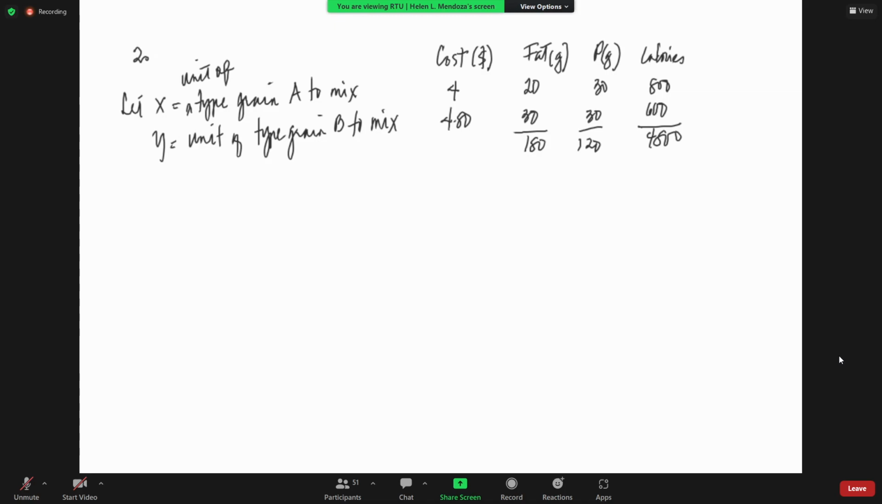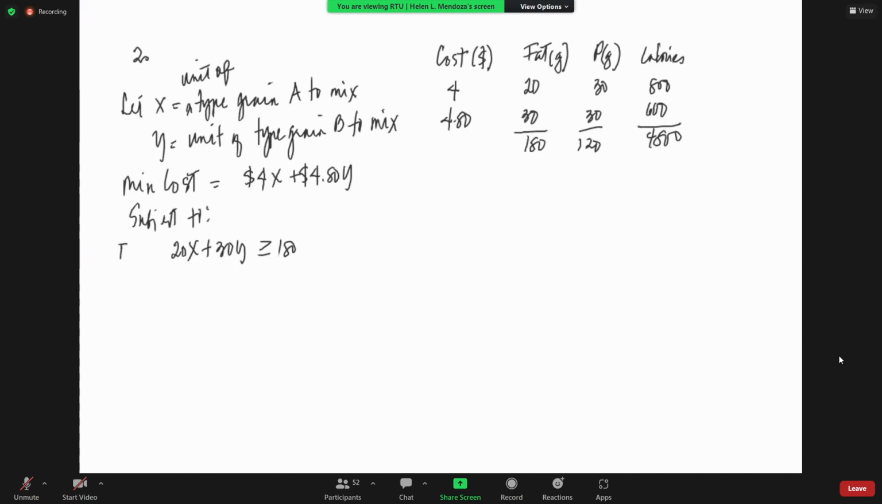So we would have, the objective is to minimize cost, which is equivalent to $4 of X plus $4.80 of Y. Subject to, so we have the restrictions that has to do with fat, protein, and calories. So you have 20X plus 30Y. Since the definition of fat is that it must be at least, so that is the minimum value acceptable. So this becomes greater than or equal to 180.